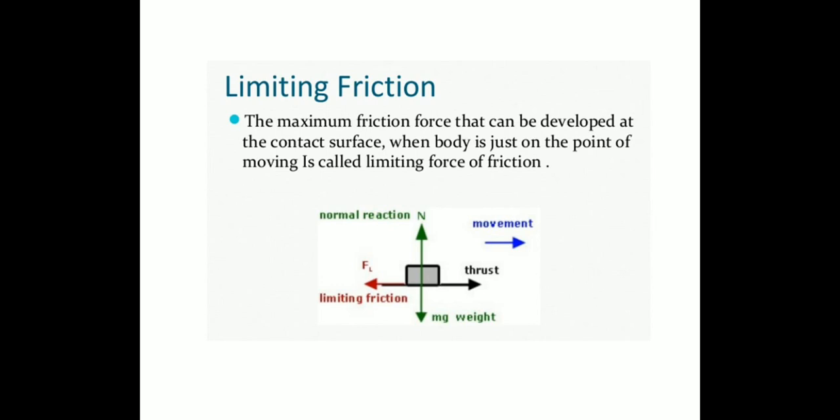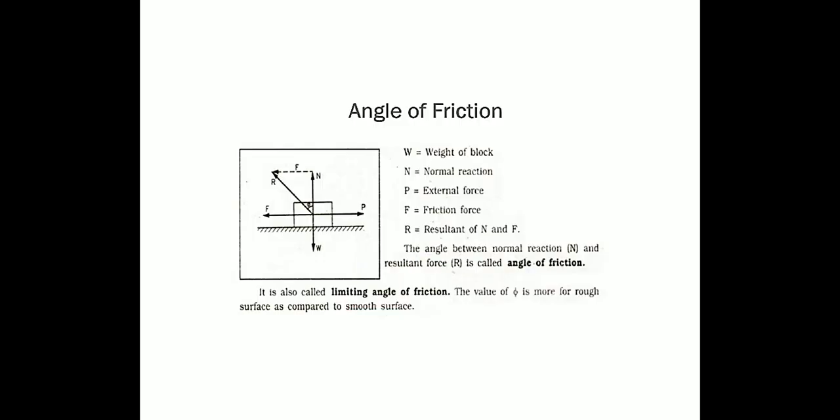Limiting friction. The maximum frictional force that can be developed at the contact surface when the body is just on the point of moving is called limiting friction. That is, the applied force is balanced by the friction force. That is called limiting friction. Angle of friction. The angle between the normal reaction and the resultant force is called the angle of friction.